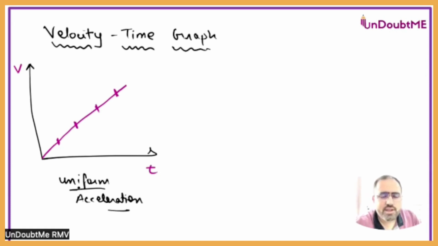Velocity is increasing. Velocity is not uniform. Velocity is continuously increasing, but the rate at which it is increasing is fixed. So there is a fixed increase in velocity in a fixed interval of time. That's why it will be a uniformly accelerated motion.